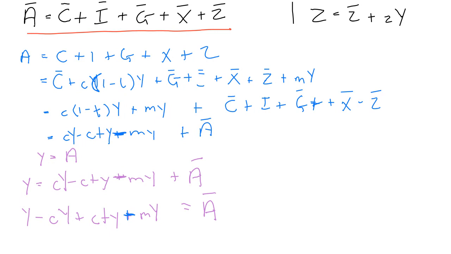Moving on to page 290. Once we start doing your factoring, we then get Y multiplied by 1 minus C.